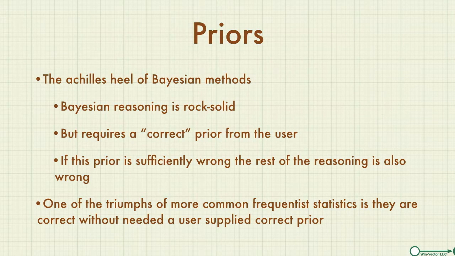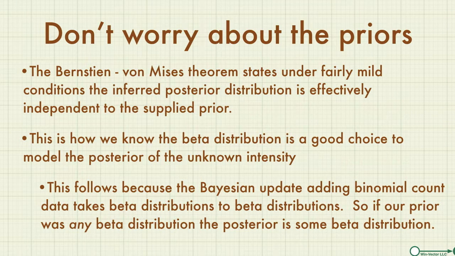The priors are one of the Achilles heels of Bayesian methods. Bayesian reasoning itself is rock solid, but it requires a correct prior from the user. If the prior is sufficiently wrong, the rest of the reasoning is also wrong. One of the triumphs of the more common frequentist statistical methods is they are correct without the need of a user-supplied prior. However, I like Bayesian methods, and I'm going to say don't worry about the priors.